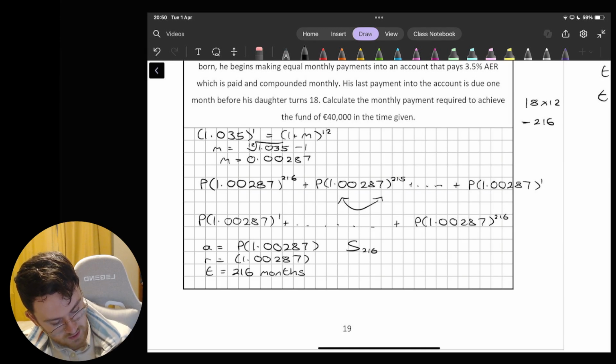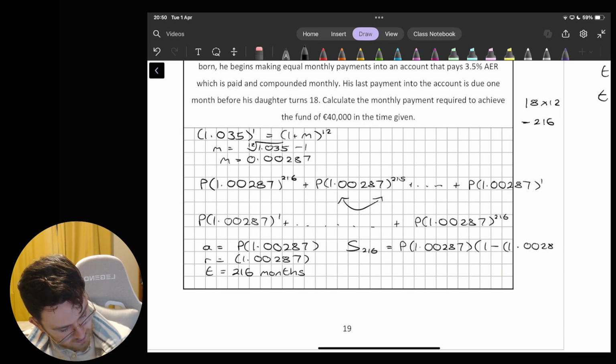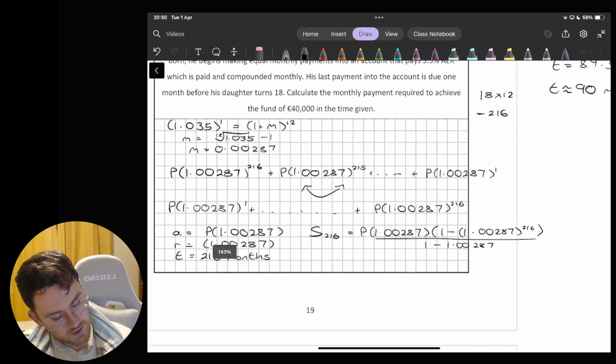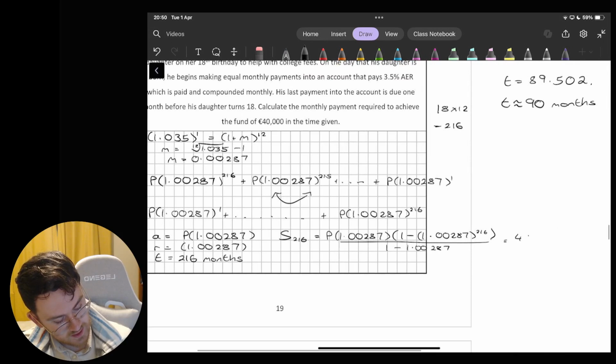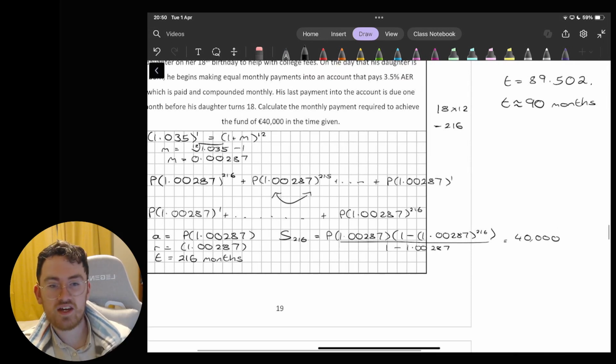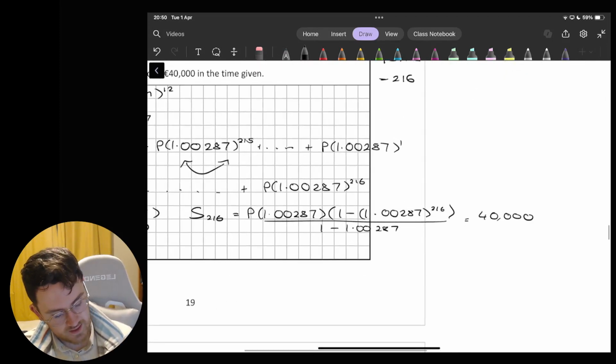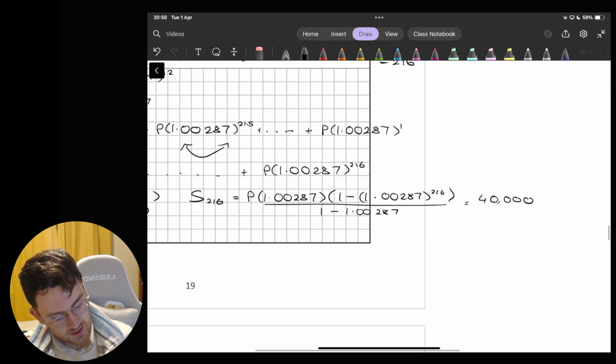So we're looking for S216 of P times 1.00287, 1 minus 1.00287 to the power of 216 all over 1 minus 1.00287. Okay, and I suppose the overall thing here is that he wants to have 40,000 in his account at the end. So we even have an answer here as well. So kind of like the last one, however, now it's P that is the unknown. So let's do a little bit of working out here if we can.